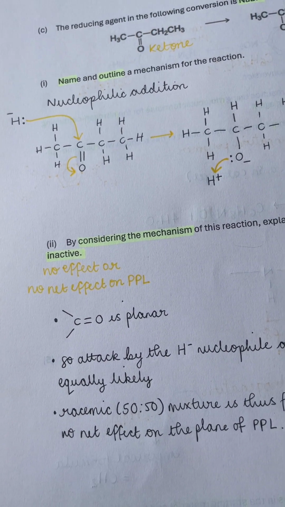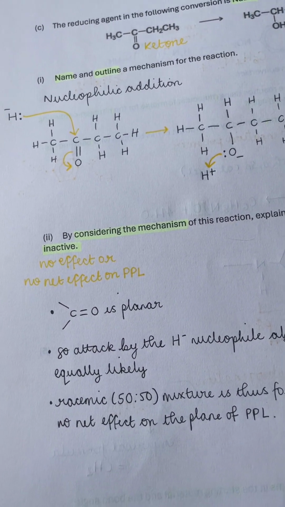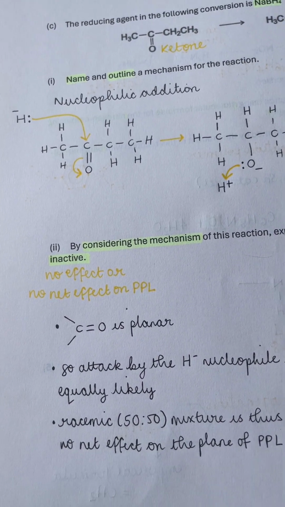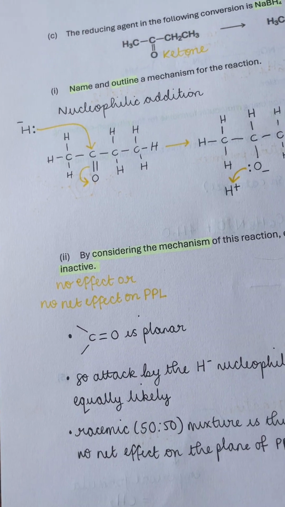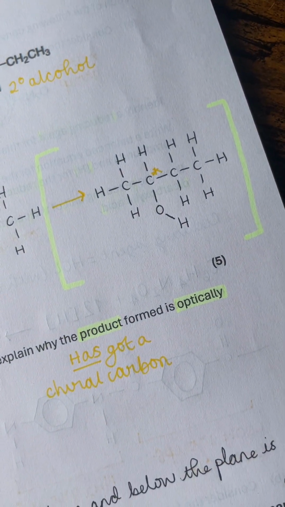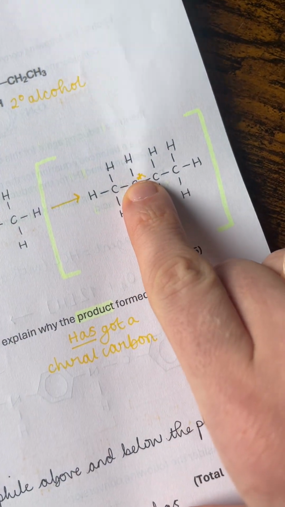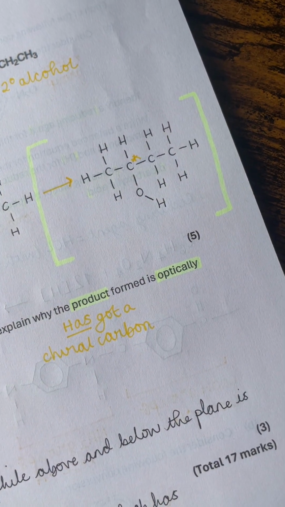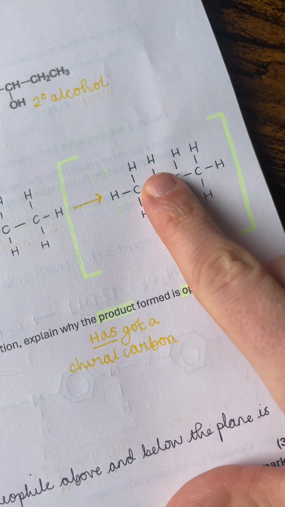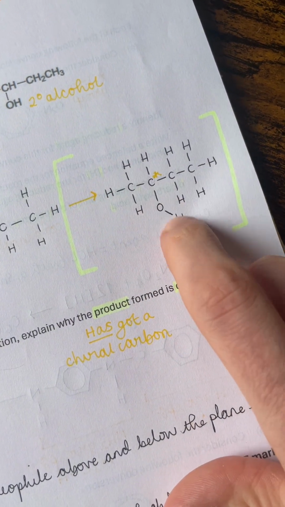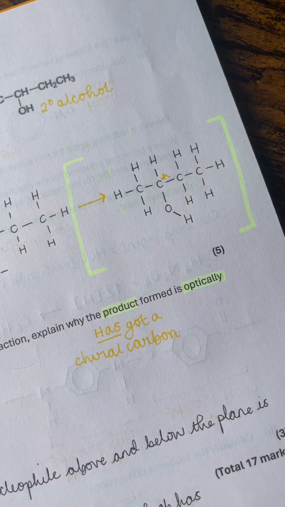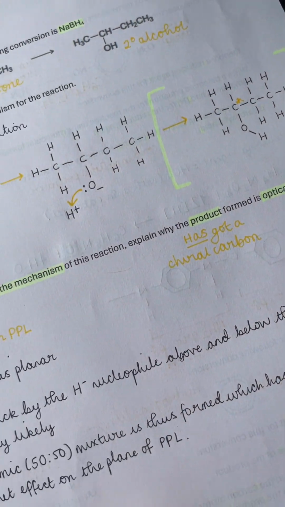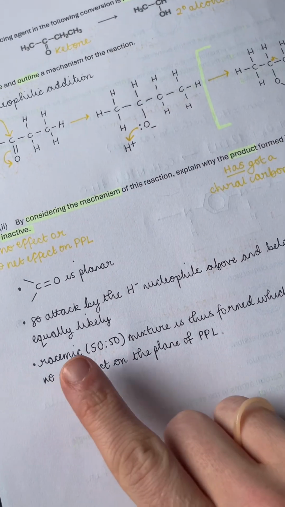The plane of the light will be rotated, but it will be rotated one way by a certain degree and then would be rotated back again by that exact same degree. So by drawing the product, we can see that we do have a chiral carbon. It's that second one there that I've represented with the asterisk, which is fairly common. That is a chiral carbon because that carbon is bonded to 4 different atoms or groups of atoms. We've got the hydrogen, the CH3, the OH, and the CH2CH3. So that is my chiral carbon. So therefore, we need to explain why this mechanism must therefore be producing a racemic mixture.